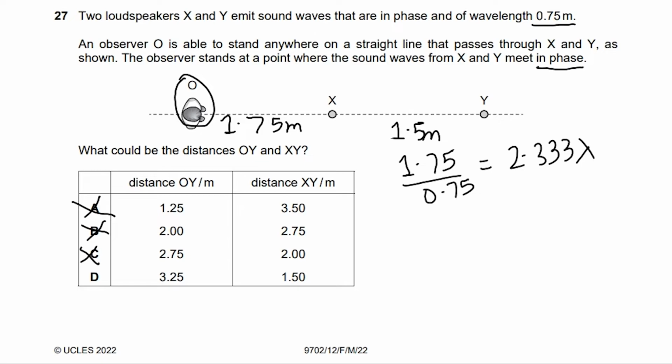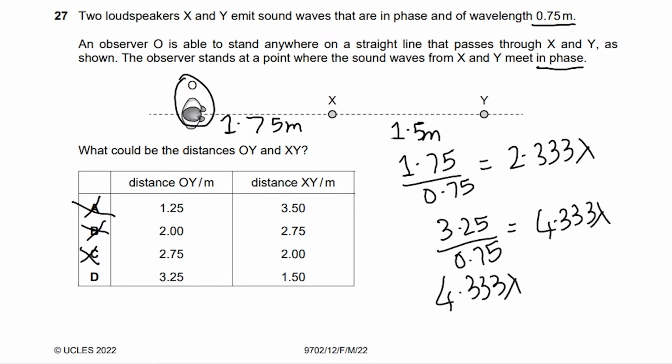2.333 wavelengths, and the distance OY is 3.25. So if you divide 3.25 by 0.75, you get 4.333 as the answer. Now the path difference is 4.333 lambda minus 2.333 lambda. Now the path difference is 2 lambda. Since the path difference is a whole number of wavelength, D is the correct answer. D is the correct option.